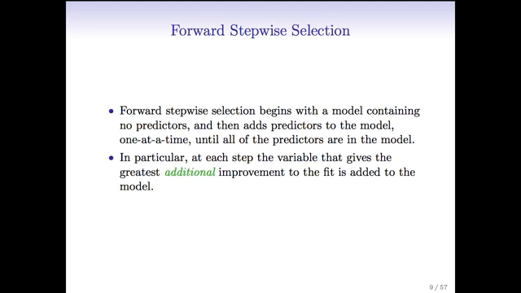And then we're going to add predictors to the model one at a time until all of the predictors are in the model. So this sounds like best subset selection, but there's actually a really major difference, which is that at each step, we're not looking at every single possible model in the universe that contains k predictors. We're just looking at the models that contain the k-1 predictors that we already chose in the previous step, plus one more. So at the kth step, we're looking at a much, much more restricted set of models than we are in best subset selection. In particular, at each step, we're just going to choose the variable that gives the biggest improvement to the model we just had a moment earlier.